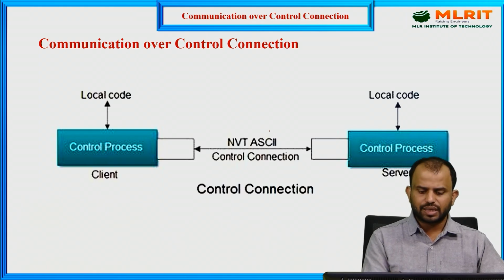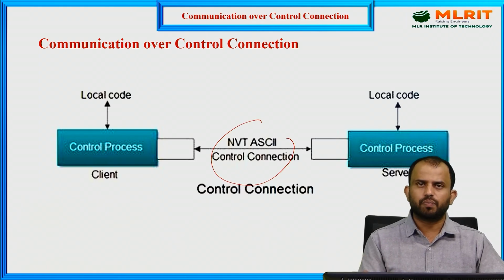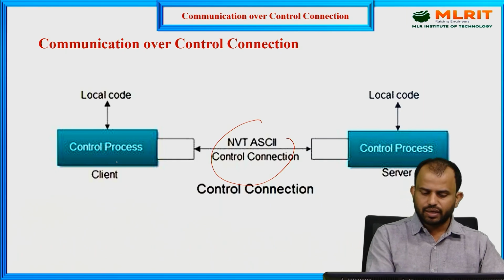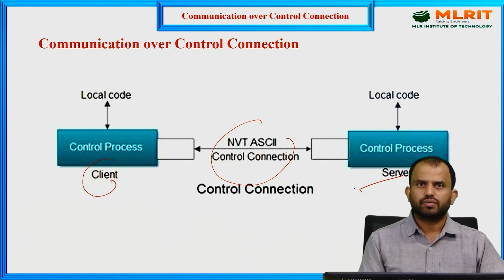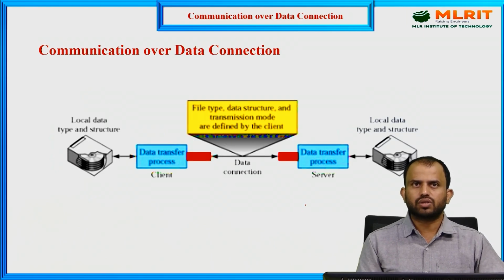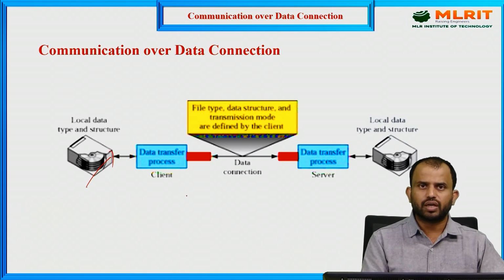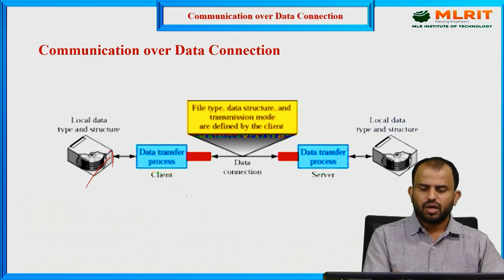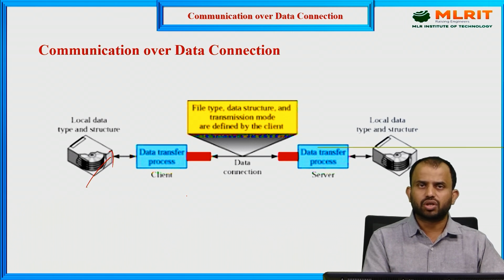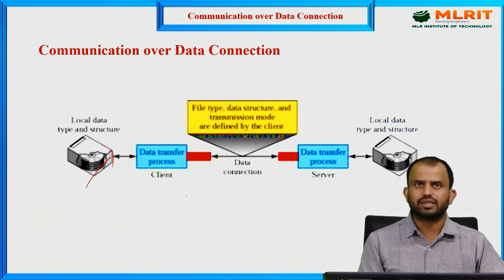Next is communication over the control connection. Based upon the NVT ASCII command, the low 7-bit conversion command, a user or client can access the respective server. Similarly, there is communication over the data connection. A local data structure is there, so we can communicate from the client to the data process, which handles file data, structural data and transmission data.